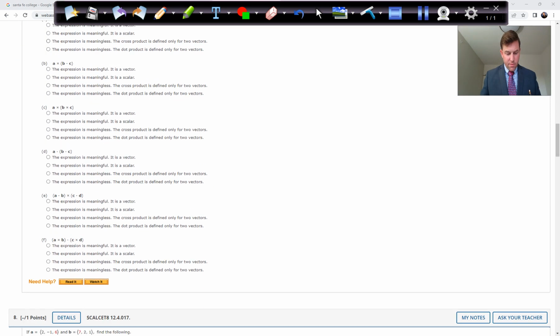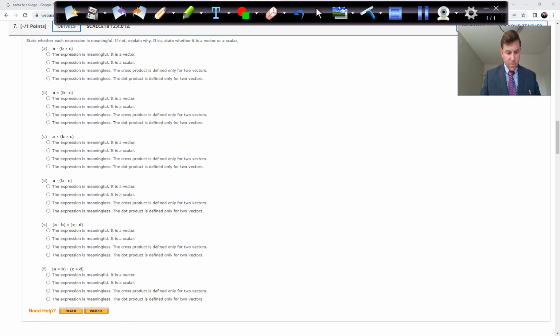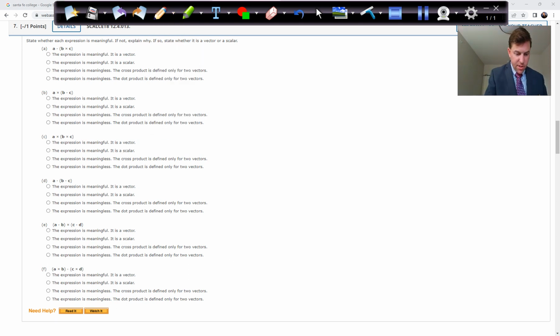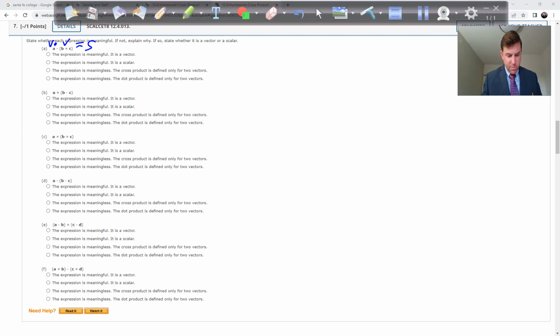Okay, let's see if we can go through problem 7. It says state whether each expression is meaningful or not. So we had seen this in the previous section. So b cross c, that's going to be a vector. So this is going to give us a vector out. And then we're dotting a vector with a vector. Well, that's going to equal a scalar. But it does have meaning. So we're going to say the expression is meaningful. It is a scalar. Okay, how about this one?